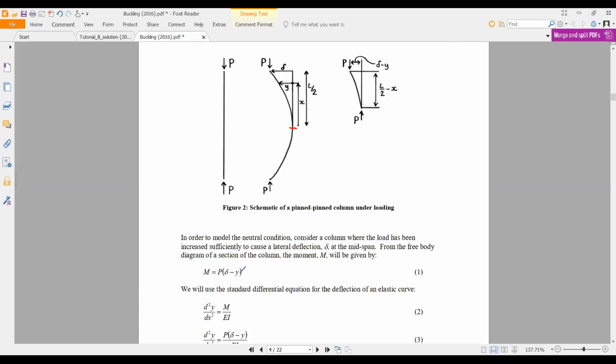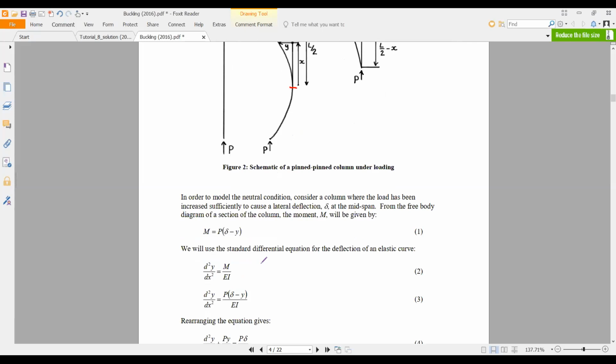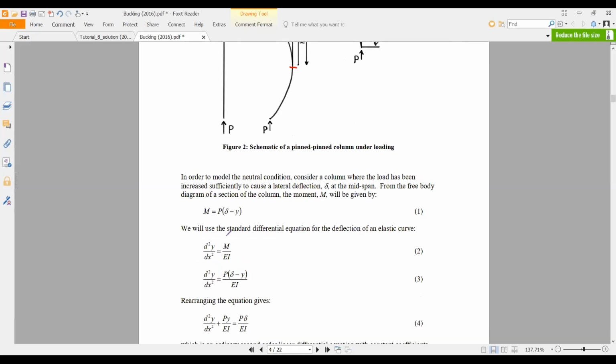Now we have a general point, so we can substitute any y value here and we will get the bending moment at any point. Is it clear? Are we clear? Yes, sir. Okay.